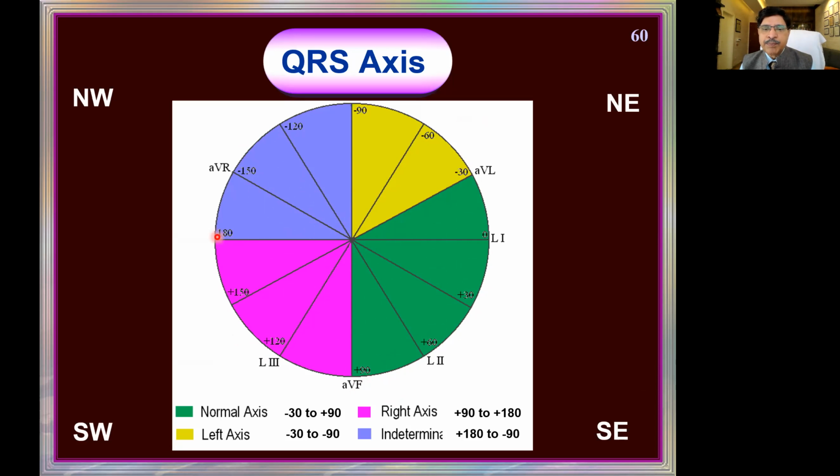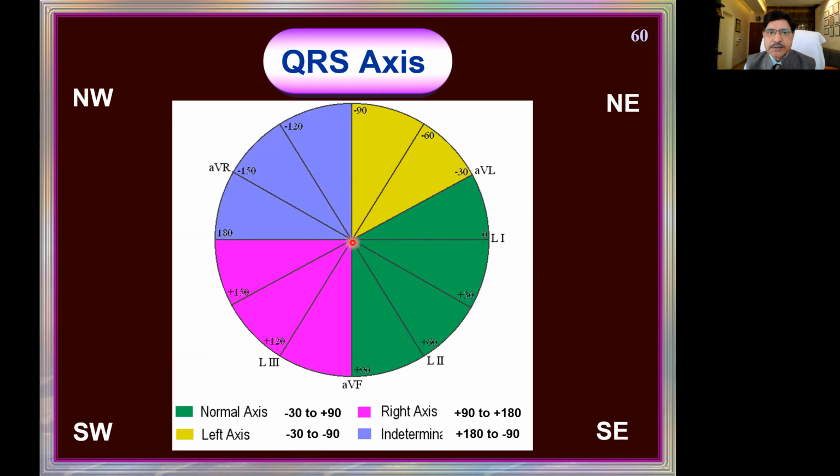This one is called the indeterminate axis. So -30 to +90 is usually called the normal axis. -30 to -90 is called the left axis, and +90 to +180 is called the right axis, and this part is the indeterminate axis. So the southeast quadrant is normal axis, southwest quadrant is right axis, northwest is indeterminate, northeast is the left axis. So forget about northeast, southeast, understand this diagram.